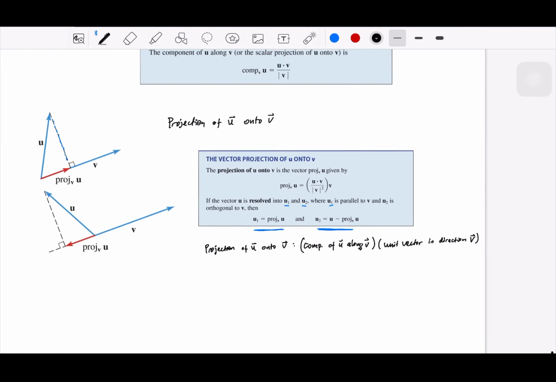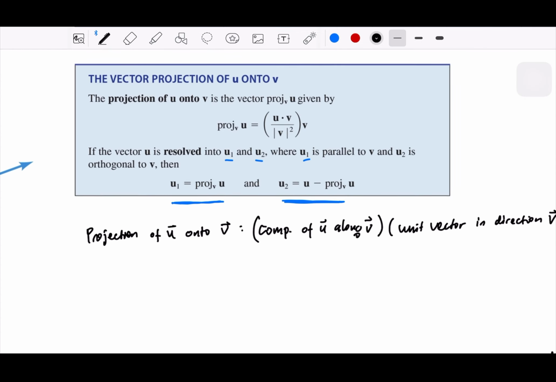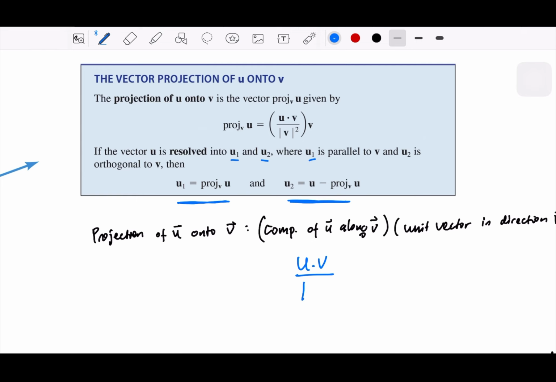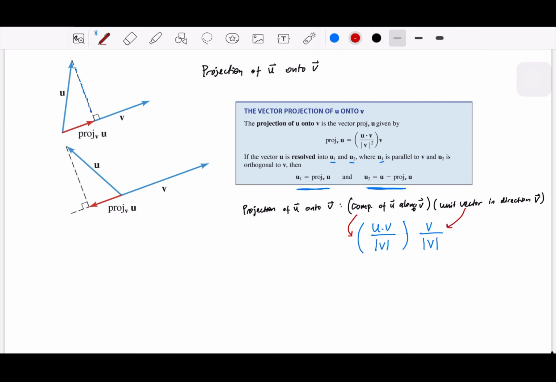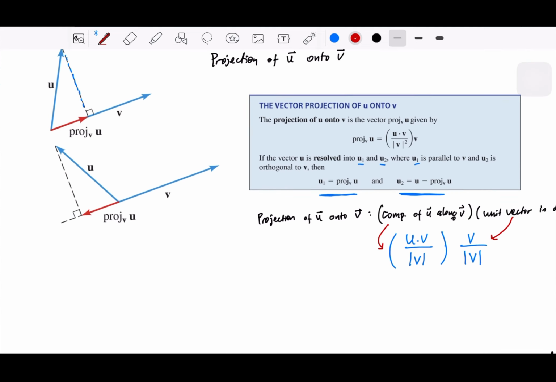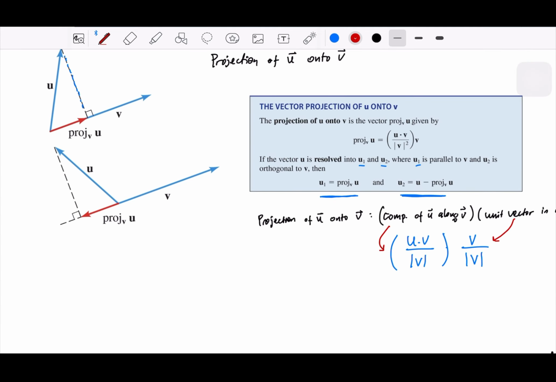So the component is u dot v over the magnitude of v. The unit vector is v divided by the magnitude of v. This is the unit vector, right? This is the component, okay? Okay, I hope you get the idea of, at least, the basic idea of the dot product.